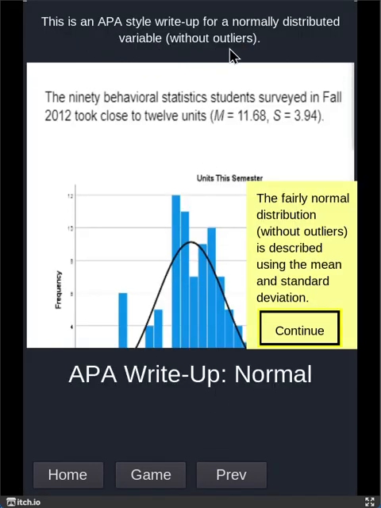So here's our APA style write-up. We have the 90 behavioral statistics students surveyed in fall 2012 took close to 12 units, and then in parentheses we have the italicized uppercase M is equal to 11.68, comma, and then an italicized uppercase S is equal to 3.94, close parentheses. And we're using the uppercase letters here to say this is describing the entire set of scores. And we're not trying to apply this to some bigger population out there. So we're just describing our data. It's just descriptive statistics. So we're using the uppercase M and uppercase S.